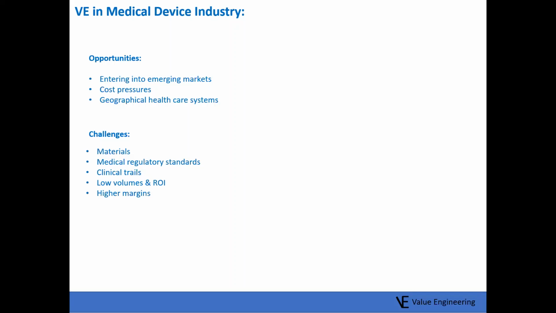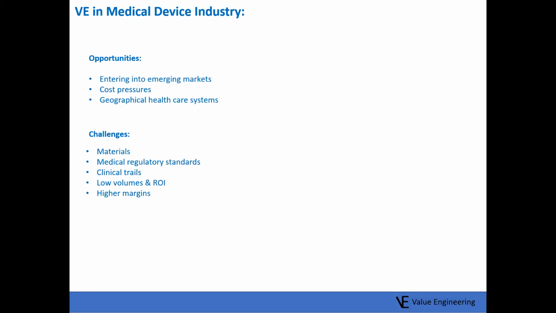So here we want to apply the value engineering methodologies to optimize the cost, looking at different materials and different manufacturing processes, and refining our channel partners and distribution plans. A lot of things will be involved to optimize the cost. And geographical healthcare systems. This is also one of the critical things. Every country has its own healthcare system.